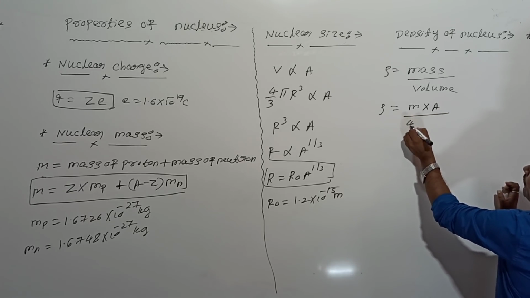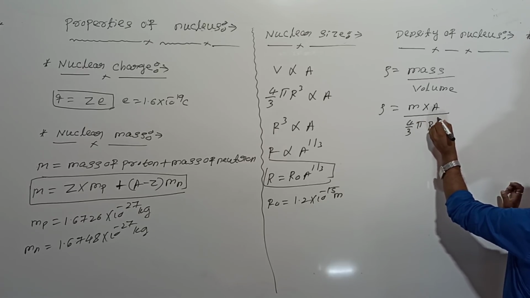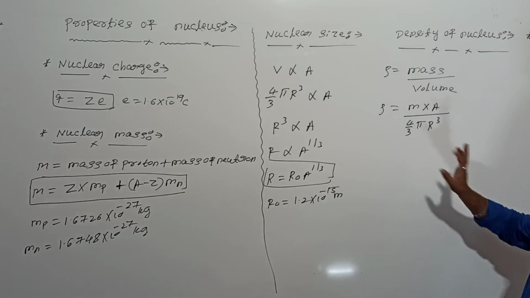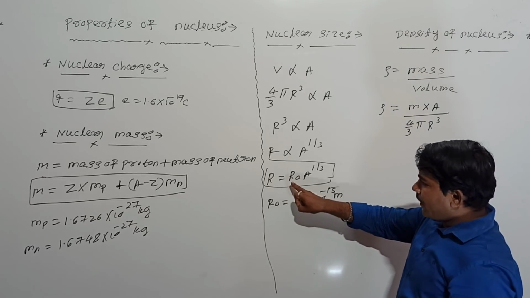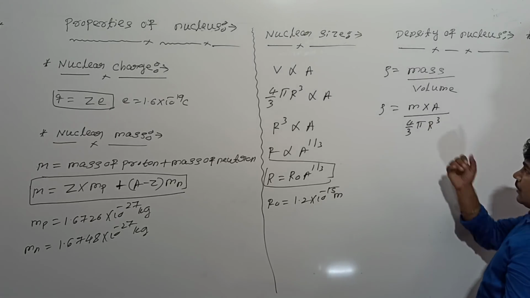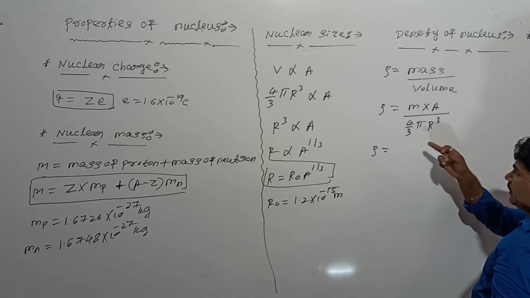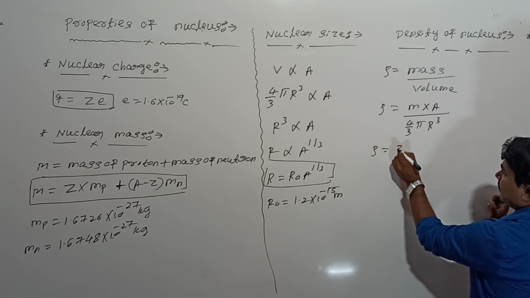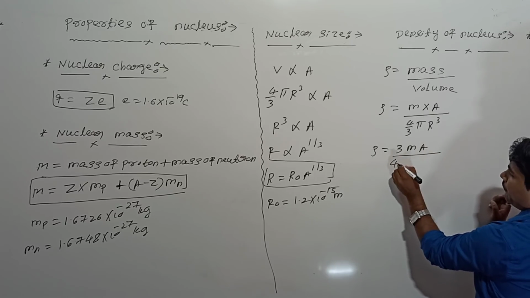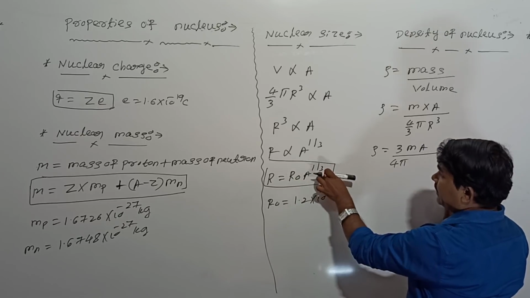Volume is assumed to be spherical. Spherical volume is how much? 4 by 3 pi r cube. But you know the relation R equal to R0 A raised to 1 by 3. Then how to represent this value? Rho equal to the density of the nucleus. 3 goes upside. What will you take? 3 m into A divided by 4 pi, into R cube, where R is R0 A raised to 1 by 3.